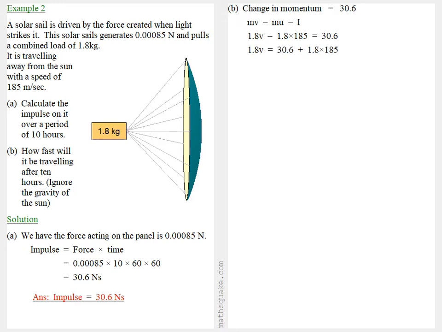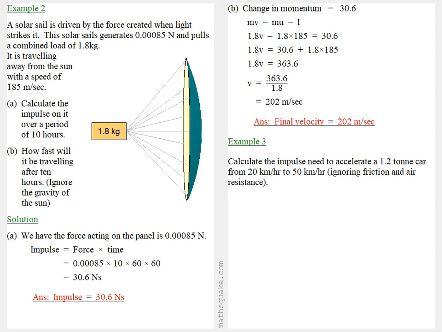So 1.8v is equal to 30.6 plus 1.8 times 185, and that works out to be 363.6. So if we divide both sides by 1.8, we get the velocity is 202 meters per second. So the final velocity is 202 meters per second.